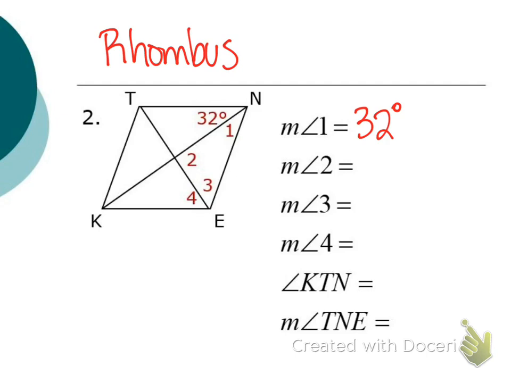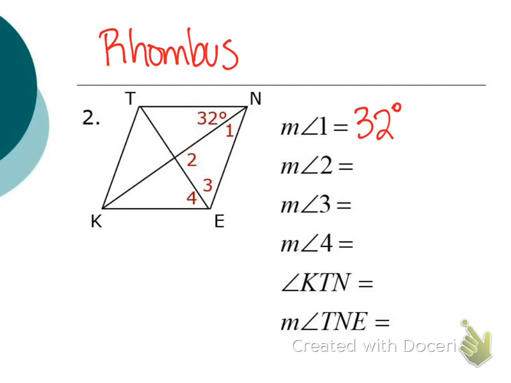Something about those diagonals. Each diagonal bisects a pair of opposite angles. Wonderful. Each diagonal bisects a pair of opposite angles. So one has to be the same as the one that's next to that same diagonal. What other two angles on here are going to have to be the same? 3 and 4. 3 and 4 will also have to be the same. So once we find 3, we can write the same thing down for 4. The diagonals bisect the opposite angles in a rhombus.